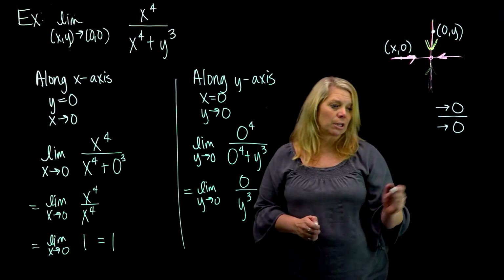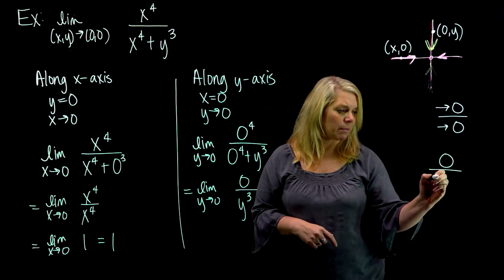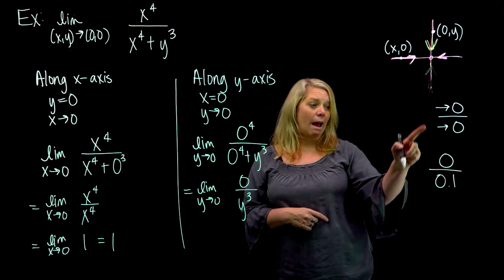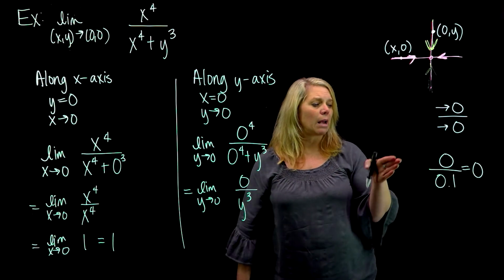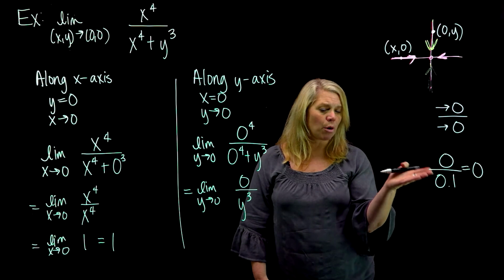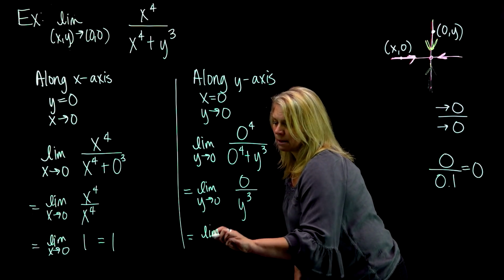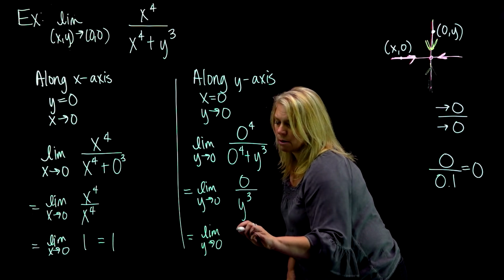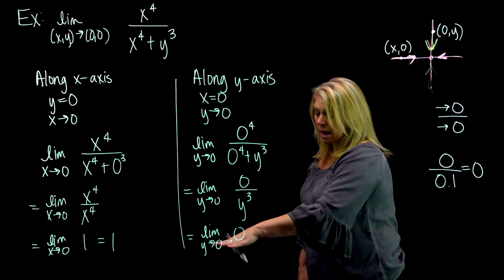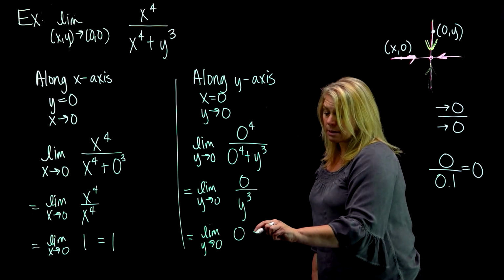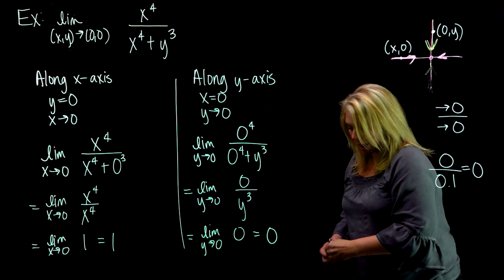So when you have a fraction where the numerator is actually equal to 0, and the denominator is something else, just close to 0, that fraction is actually equal to 0. Right? So this is different when we have something equal to 0 versus something approaching 0. So this fraction just simplifies to 0. The limit as y approaches 0 of 0. I just simplified this fraction. This is 0. And then as y approaches 0, 0 stays 0. Okay, so I have two different limits along two different paths of approach.